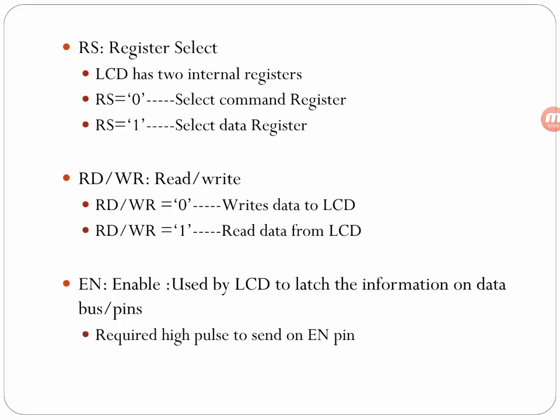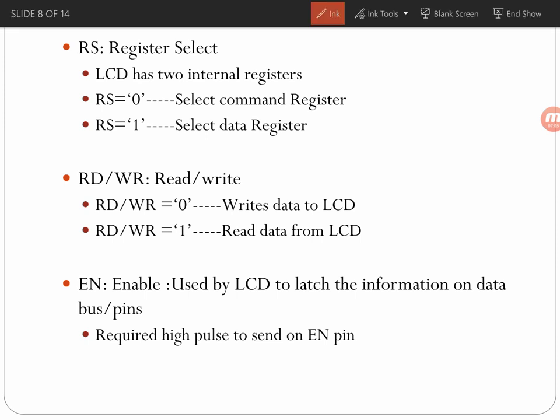So going in depth, in detail. RS, register select. LCD has 2 internal registers as already mentioned. When I give RS equal to 0, it selects the command register. Whenever I give RS equal to 1, it selects the data register. So whenever the microcontroller is giving a command to the LCD controller, then RS should be equal to 0. Whenever it is writing the data which has to be displayed on the LCD panel, then RS is equal to 1.